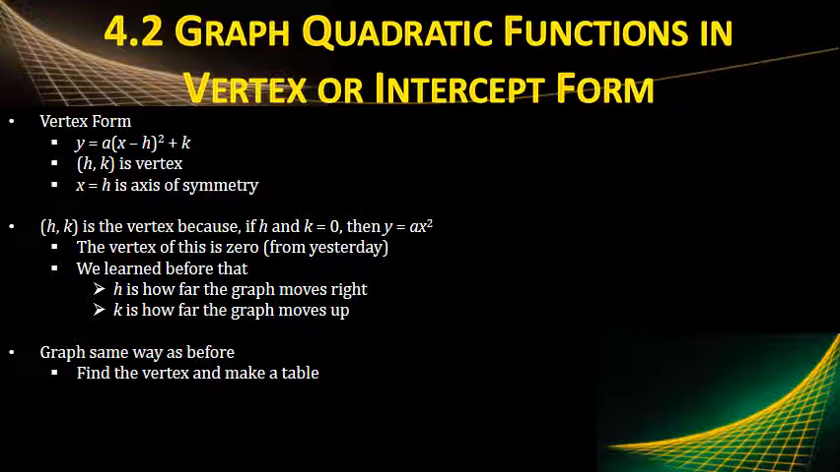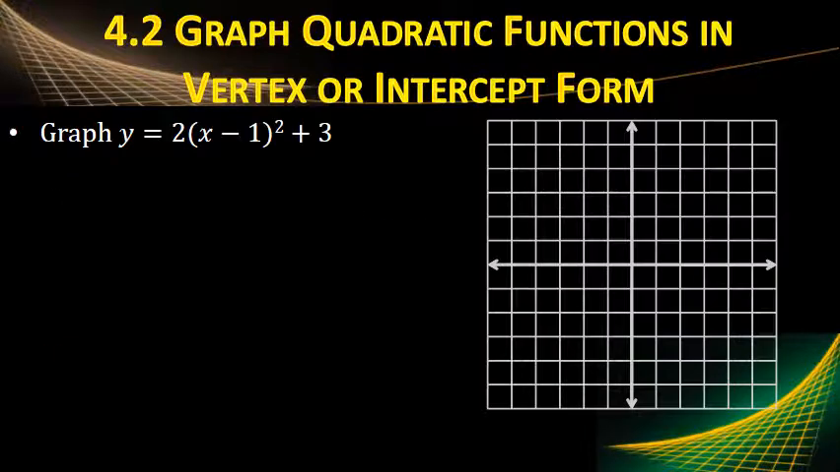Graph these the same way as before. So you find the vertex first, then make a table. Make sure you're graphing at least 5 points.